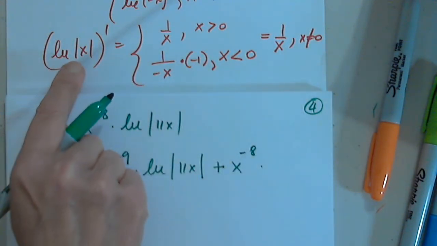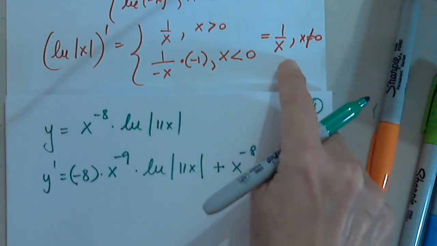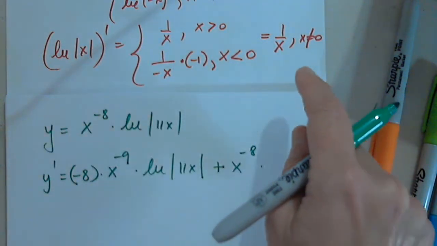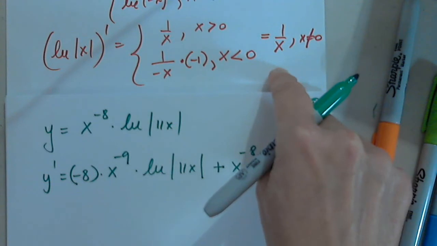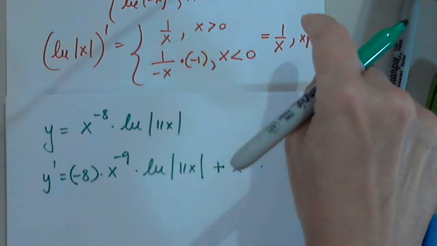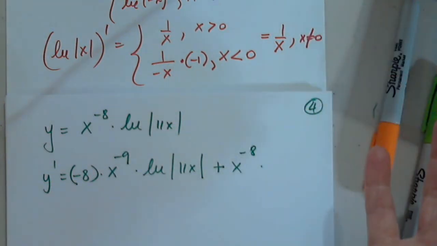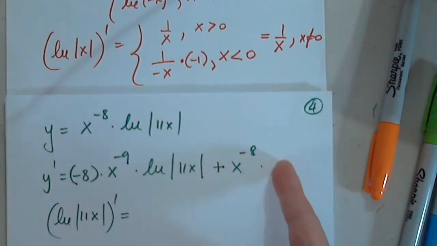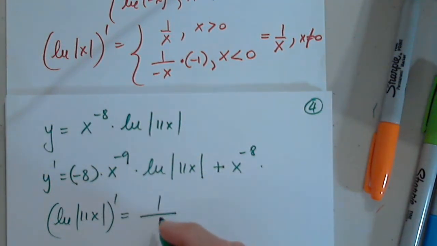So if the derivative of natural log of absolute value of x is 1 over x, the derivative of natural log of 11x in absolute value will be 1 over 11x, right, times the inner function prime. So it's still going to be 1 over x. So let me write it here. Natural log of 11x in absolute value prime will be 1 over 11x times the inner function prime. So this is 1 over x. So that's what I have here, 1 over x.